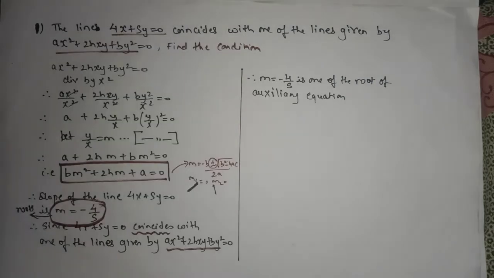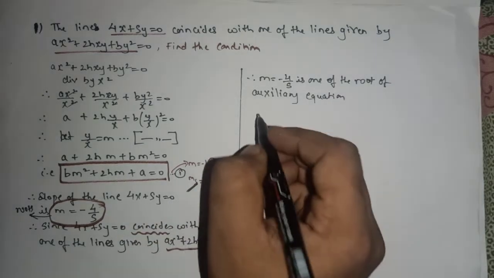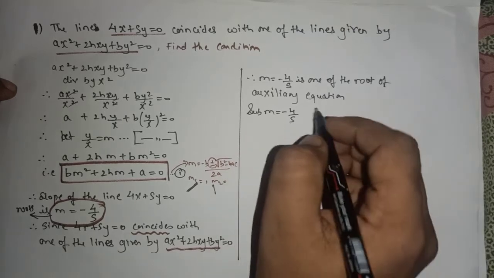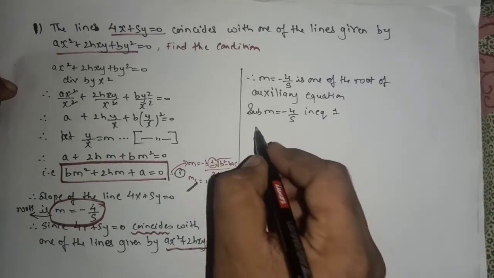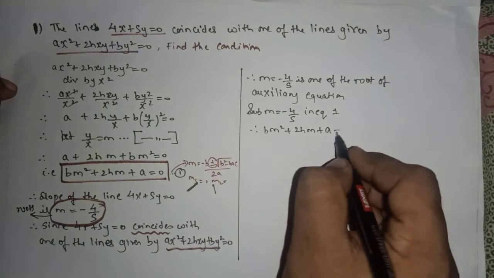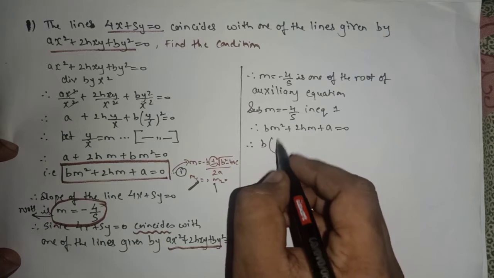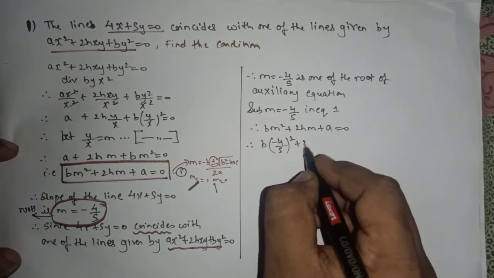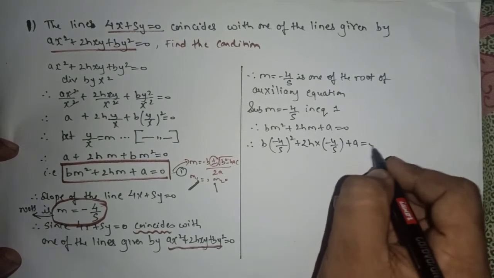Okay, so now after getting this one root, we'll substitute the value of that slope in the auxiliary equation. We'll call the auxiliary equation equation number 1. So we'll write: substitute m equals minus 4 upon 5 in equation number 1. Therefore bm square plus 2hm plus a equals 0. Substitute the value. So m will be replaced by minus 4 by 5: b into (minus 4 by 5) the whole square, plus 2h into minus 4 upon 5, plus a equals 0.